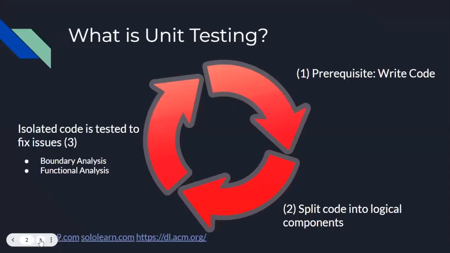Unit testing is a three-phase system of testing. Firstly, code needs to be written, and then secondly, we split that code up into several chunks. Then we take that isolated code and analyze it using different means, oftentimes looking at the boundary cases and making sure that it's performing its intended function.